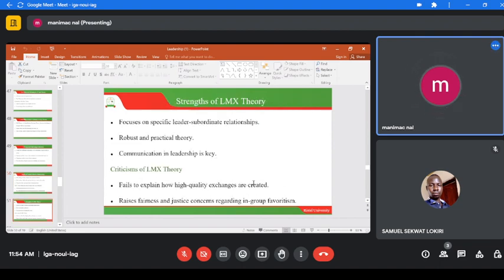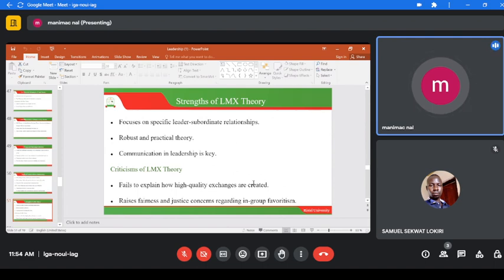Then furthermore, what could be the strength of this theory? The strength of this theory is that it focuses on the specific leader-subordinate relationship. Okay, it is also robust and looks at practical theories. Okay, it also looks at communication in leadership, which is a very key important thing. However, on the other side, it has its criticisms.